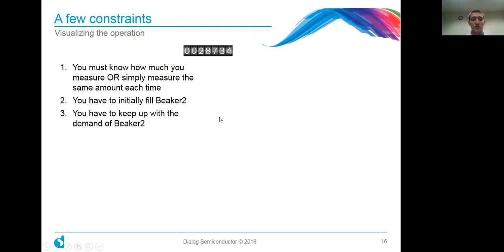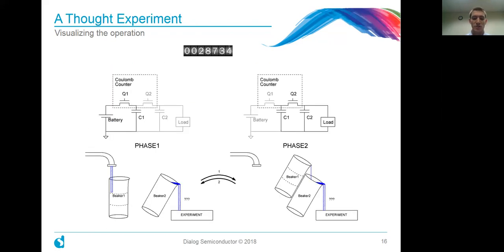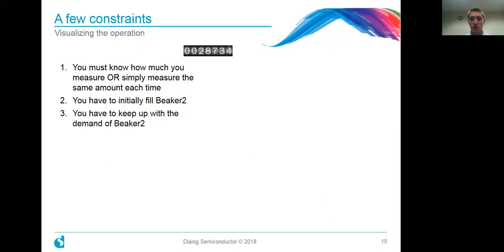So there are a few constraints to this way of approaching the Coulomb counting technique. First, you must know how much you measure, or you simply have to measure the same amount each time. So what I was just talking about is you have to really understand how much charge is being dumped each time, or you can't really count coulombs.